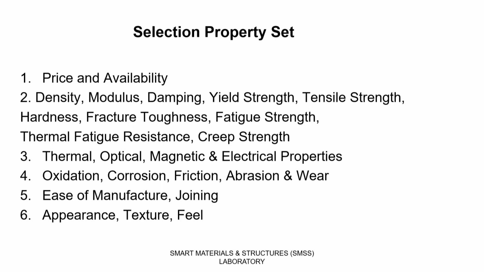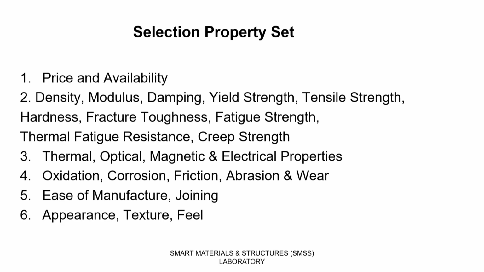We have talked about the 6 very important criteria. That is price and availability of material, and then that whole array of mechanical properties, that is density, modulus, damping, yield strength, tensile strength, hardness, fracture toughness, fatigue strength, thermal fatigue resistance, creep strength, etc. This list is not full, but these are generally the criteria that we use.